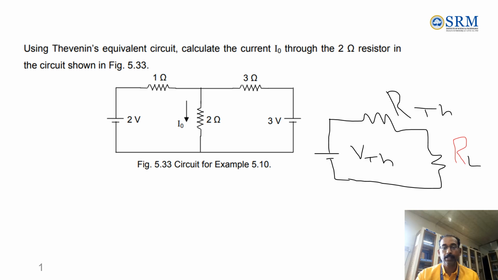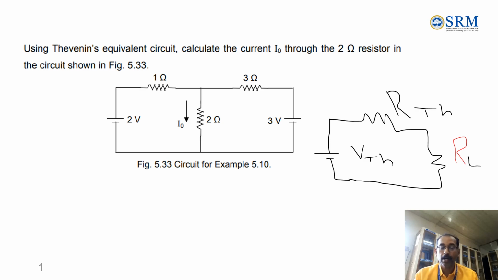What is the procedure for Thevenin? First, Thevenin's resistance. To calculate Thevenin's resistance, the procedure is: remove the load resistance and measure the resistance across the removed load resistance point. That is called Thevenin's resistance.